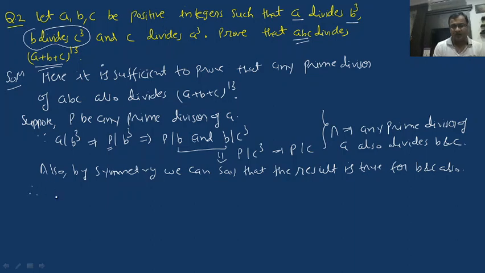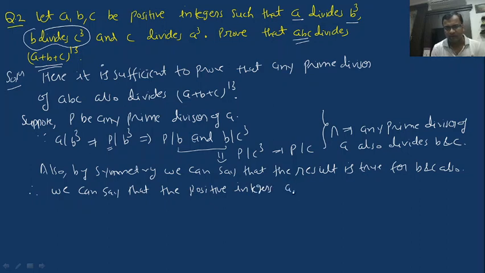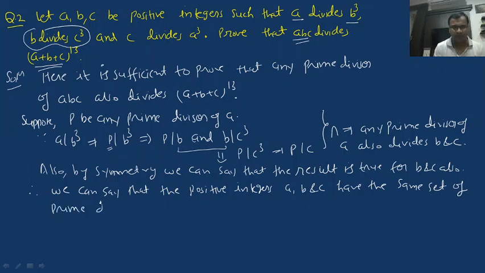Therefore, overall we can say that A, B and C, these three positive integers, have the same set of prime divisors.